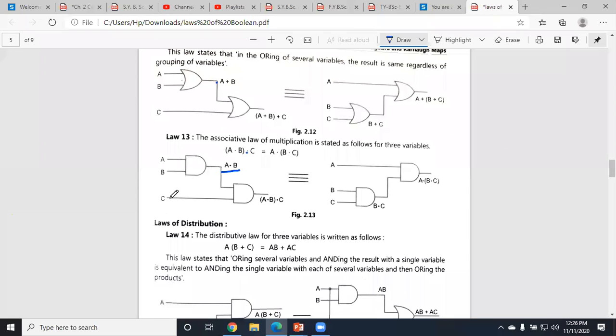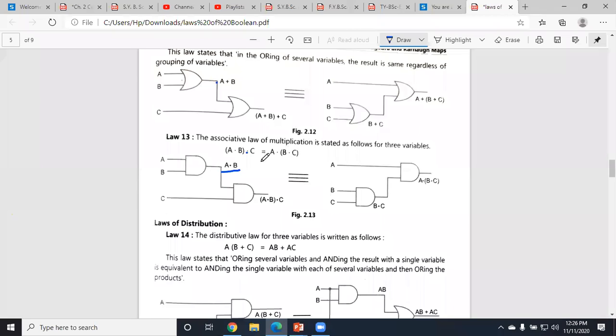So what will I do? The C will be my next variable. I will multiply them by using a single AND gate and get the final output. Understand? Yes, ma'am. Correct.